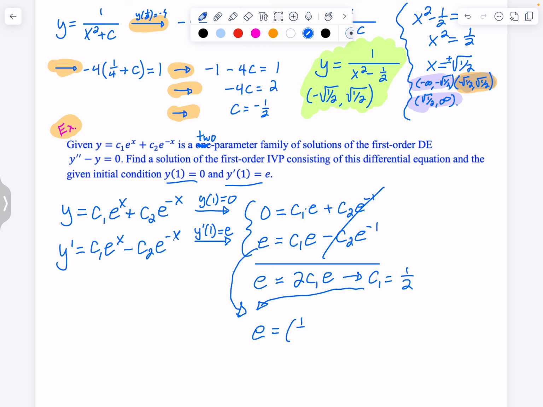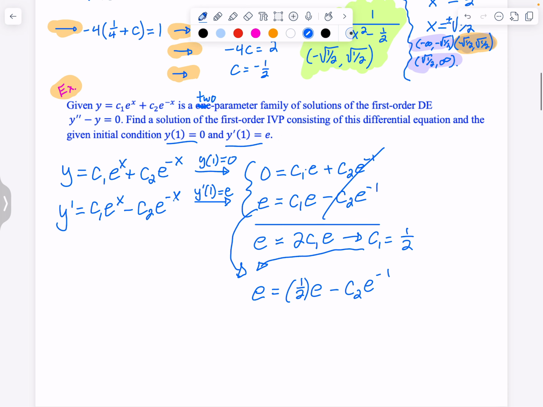I guess the top one would have been simpler, but I don't want to erase all that. You can use either one. I plug that in, and it's going to help me find C2. I don't want to deal with that e to the negative 1 the whole time, so I'm just going to multiply everything by e and let everything work itself out.